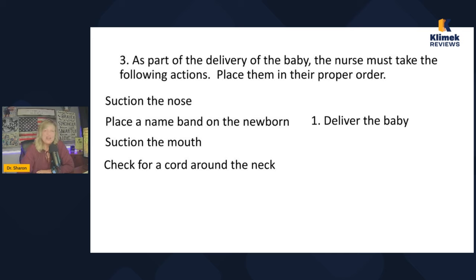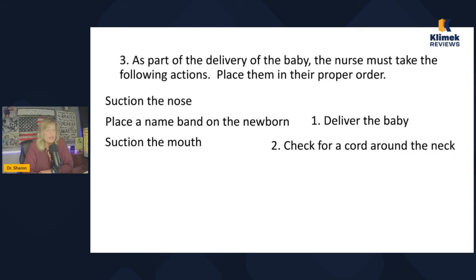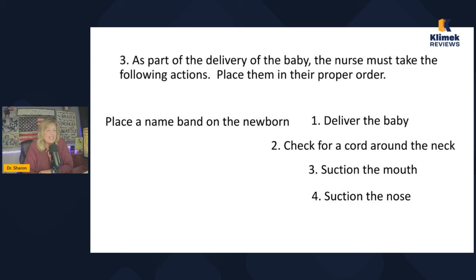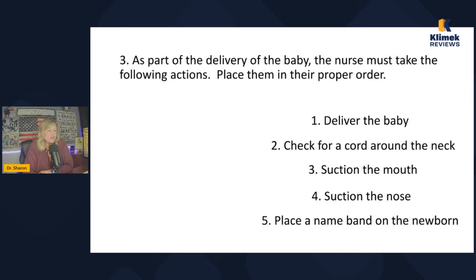Okay, deliver the baby. Now, what do you do next? You suction or do you check for a cord around the neck? You check for a cord around the neck, y'all. That's the second thing you do. And then you suction the mouth. It's alphabetical order, M-N-O, right? So you suction the mouth and then you suction the nose and then you place a name band on the newborn. So that's the order.